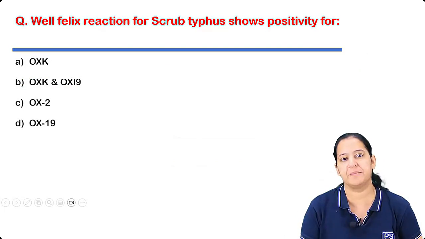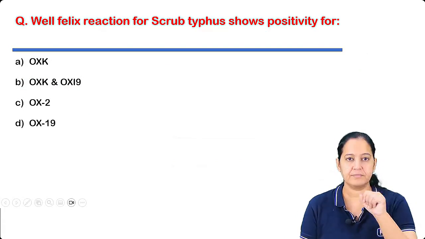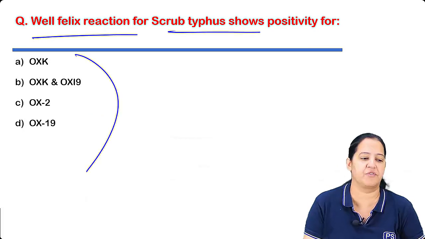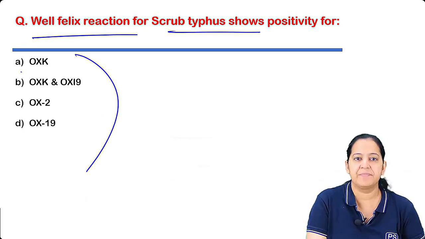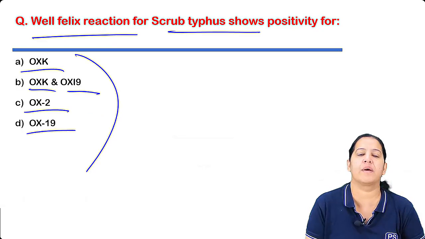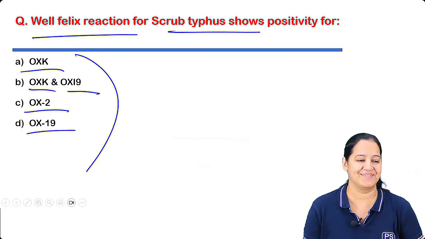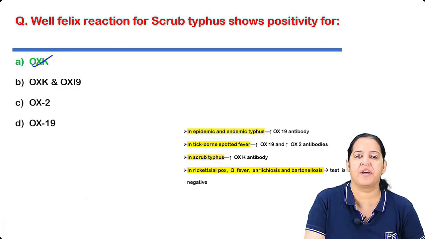Read the question, tell me the answer. Weil-Felix for scrub typhus is positive for what? OXK, OXK and 19, OX2 or OX19? I'm asking. What is the answer now? Yes, your answer is A. You all are right. Scrub typhus.